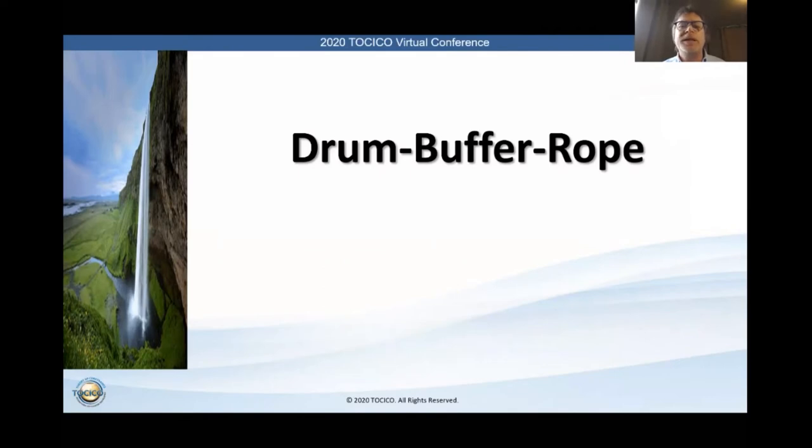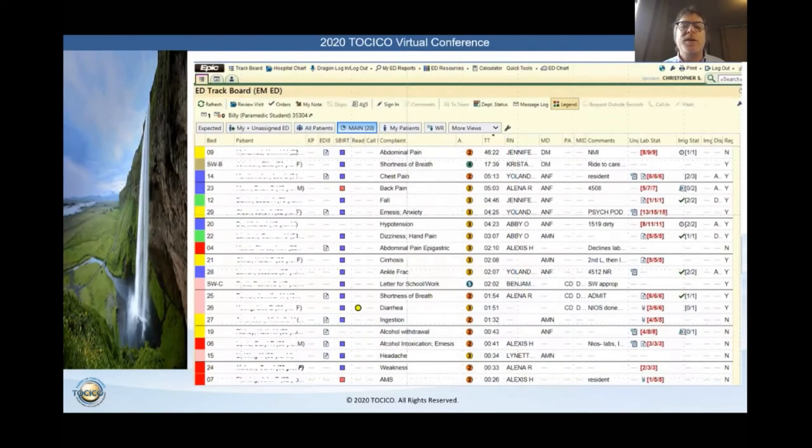But let's think about it for a moment. This is our ED track board. We use the Epic electronic health record. The red squares on the left designate which patients have not yet been seen by the provider. We call these red patients, or reds, and we refer to the number of unseen patients in the department as the amount of red on the board. At this particular time in our ED, there were four reds on the board.